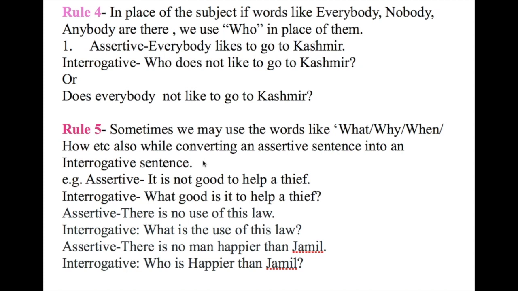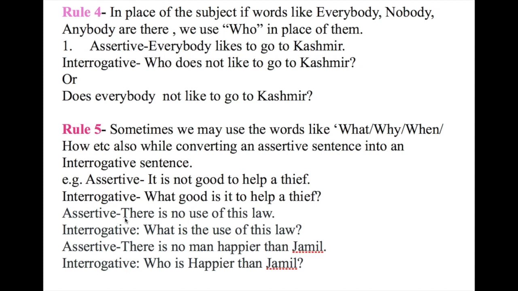So this rule, children, may be a little difficult for you because it is based on pattern and practice. So if you cannot make this kind of sentences in this way, then you can change them with the traditional method too. For example, see the sentence: It is not good to help a thief. So a special category of conversion is: What good is it to help a thief? But if you want, you can also change the sentence in the traditional style: Is it good to help a thief? That could also be your answer.